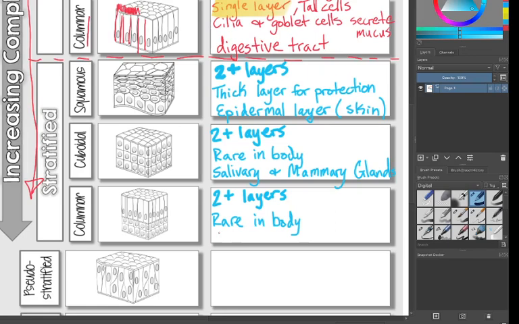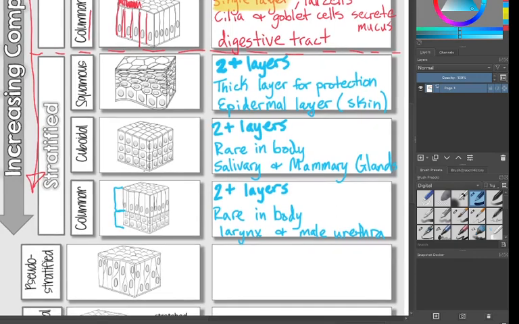It's only found in the larynx and the male urethra, and so this type of tissue is really not multiple layers of columnar tissue. It's really just one layer of columnar tissue that is seated on some stratified cuboidal tissue, as we can see from the picture. Okay, so that's it for these stratified tissues.